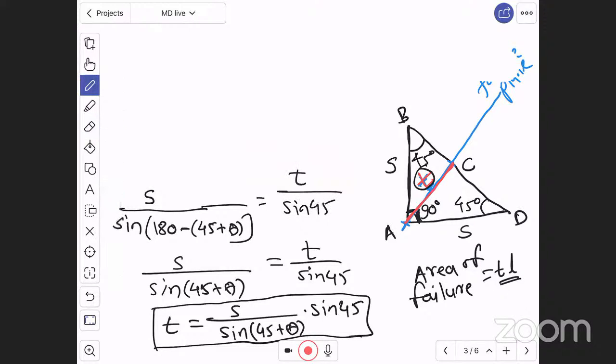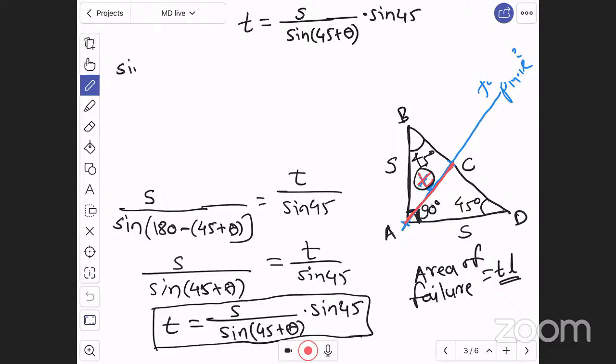Therefore thickness T is equal to, S is the weld leg length or thickness of plate. T is the thickness of the failure plane. My dear students, T is the thickness of the failure plane, and S is the thickness of plate or weld size, right? Therefore T is S divided by sine (45 plus theta) into sine 45, right?